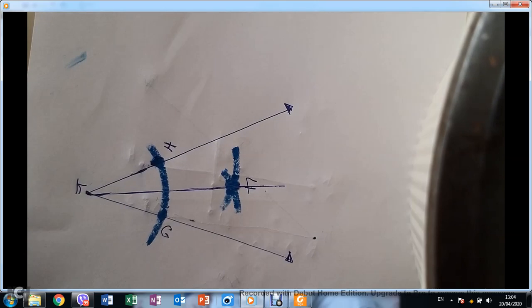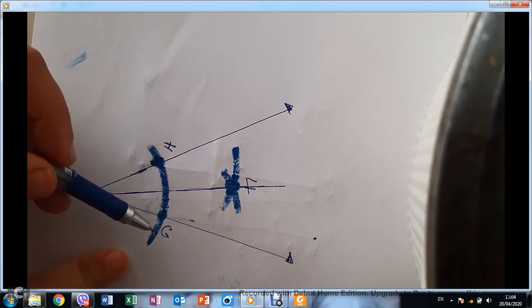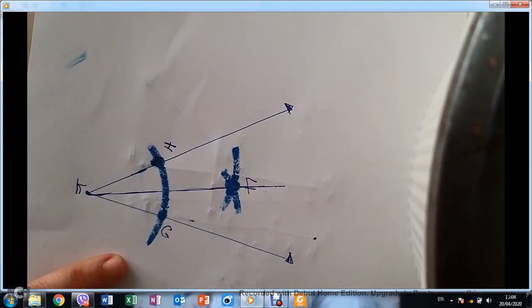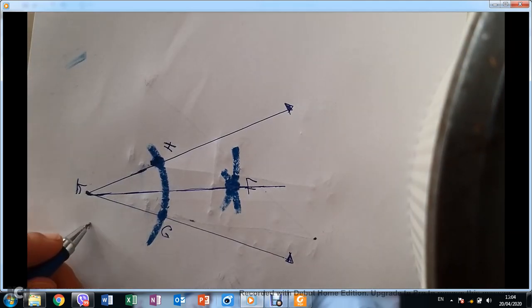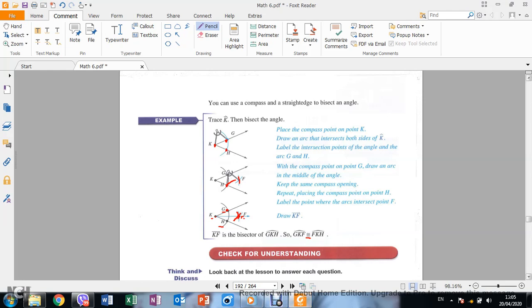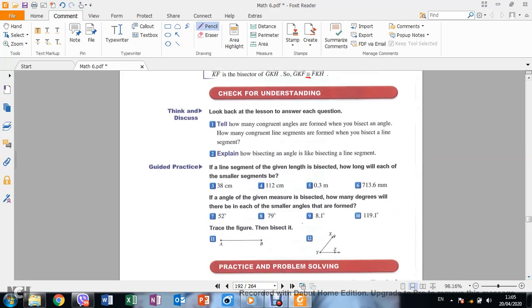Look, now we did it. So KF is a bisector of angle HKG. Now you tell me angle HKF is congruent to angle FKG. Okay, now I hope all of them understand very well. Now we have this guided practice.